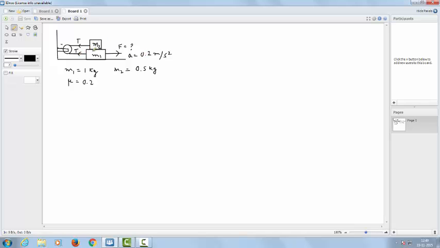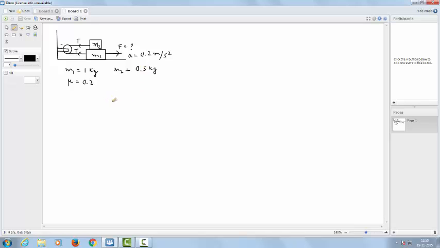Two blocks are attached by a string which goes over a pulley, which in turn is attached to the wall. The blocks have a coefficient of friction of 0.2, and the coefficient of friction at the lower surface is also 0.2. What is the force required to produce this acceleration? This is the problem.